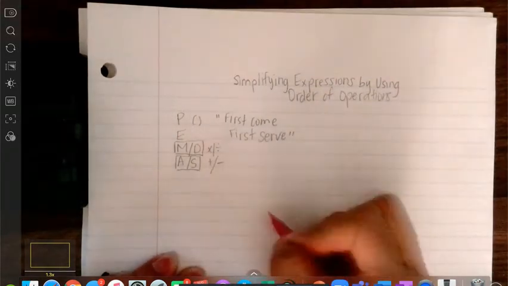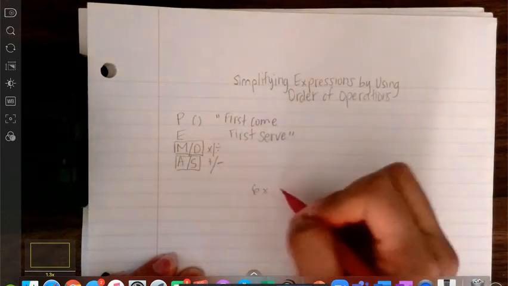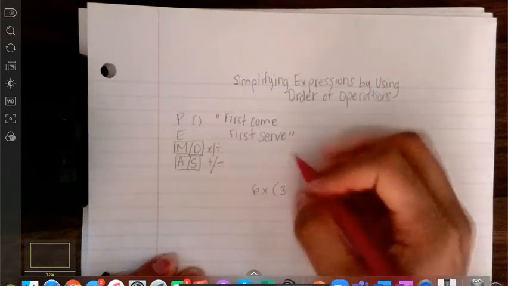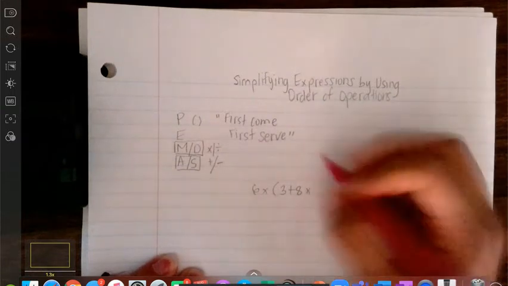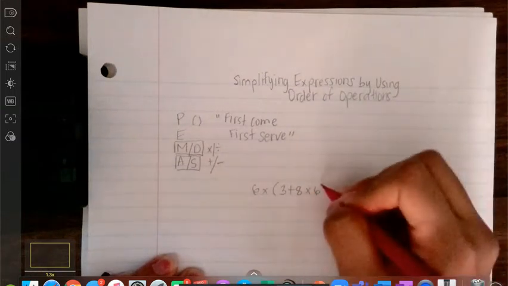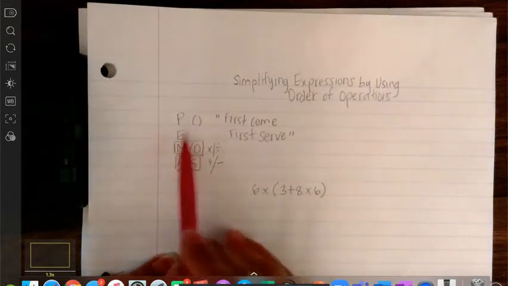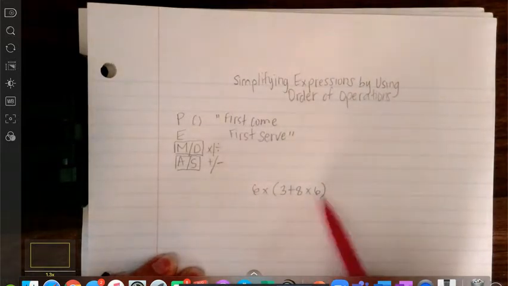So I'm going to go over a problem together. I'll write down, let's go ahead and do 6 times parentheses 3 plus 8 times 6. Very simple problem. So using PEMDAS, we should be able to solve whatever's in parentheses first. So we see we have a lot of numbers within our parentheses. We have 3 plus 8 times 6.